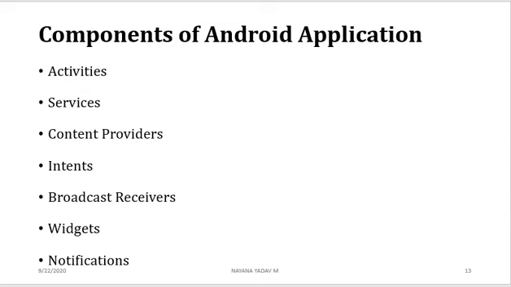Next comes the broadcast receivers. We already spoke about intents, which are used throughout our Android application. Broadcast receivers you can call intent listeners. Broadcast receivers enable our application to listen for intents. The other name for broadcast receivers is listeners. They enable our application to listen for intents that match the criteria we have specified.